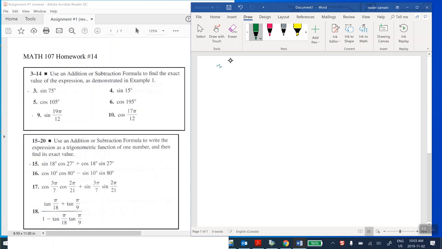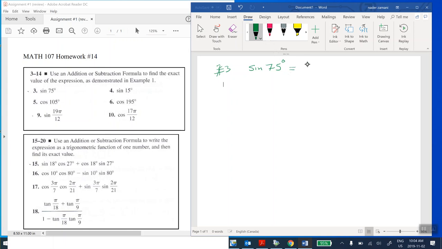Okay, good. So number 3, we have sine of 75 degrees, and the idea is to use the addition and subtraction rules that we learned in this section in order to get the exact value for this particular sine. Do not put this in your calculator. Of course, to check your answer, you can do that.